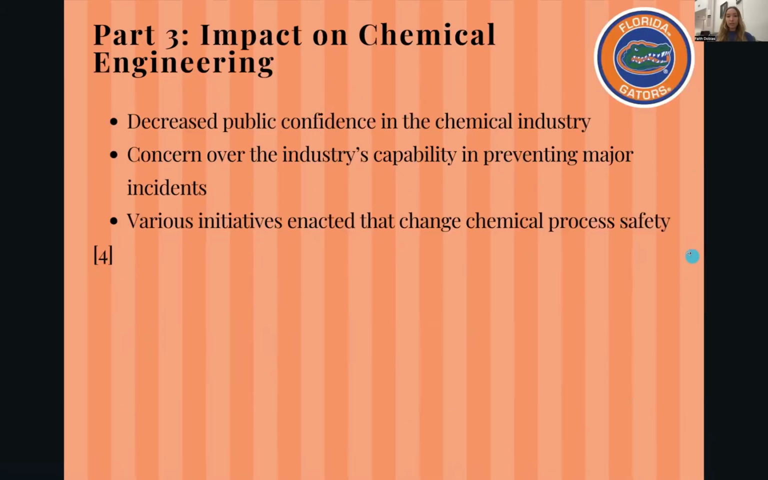The Bhopal disaster had a significant impact on chemical engineering. Prior to 1984, chemical process safety was not a major public concern. This changed following the aftermath of the disaster. Not only did the public lose confidence in the chemical industry, the industry itself began to question its capability in preventing major incidents. This realization led to various initiatives being enacted to change the way chemical process safety is practiced throughout the world. This presentation will focus on the regulatory initiatives within the United States.